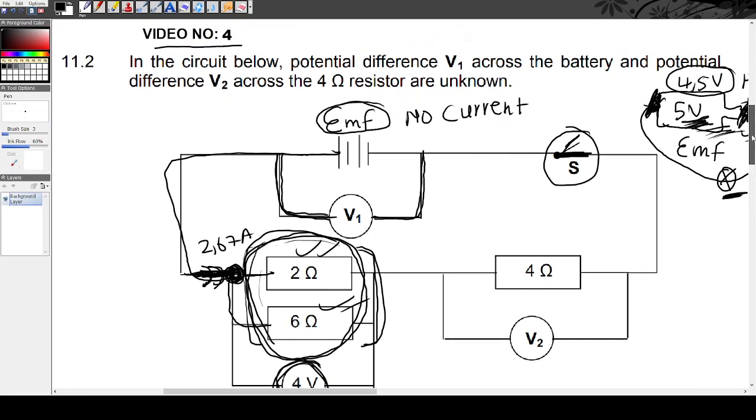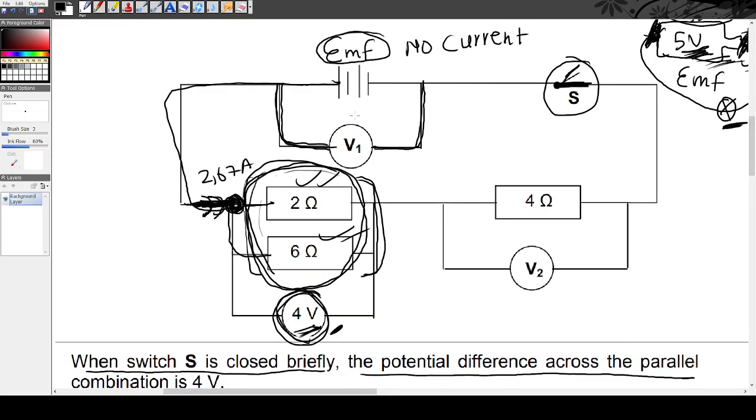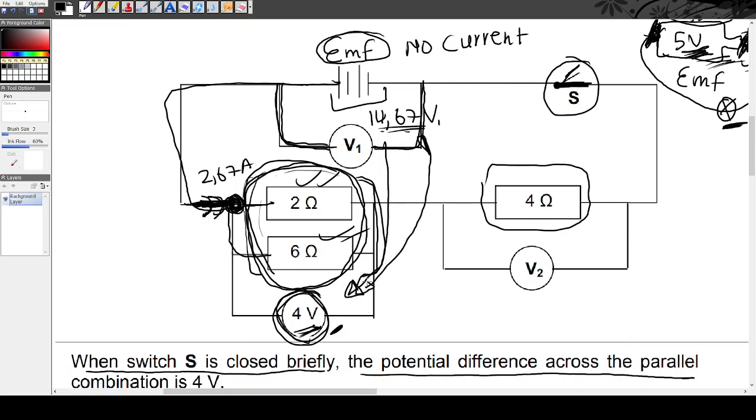Okay, so we are saying that V1, meaning the battery, originally had 14,67 volts. That's what it means. So out of 14,67, 4 volts was used by these two. So for this one, if we want to find the voltage in V2, we can say 14,67 minus 4, then the remainder is for this resistor. I hope it makes sense.